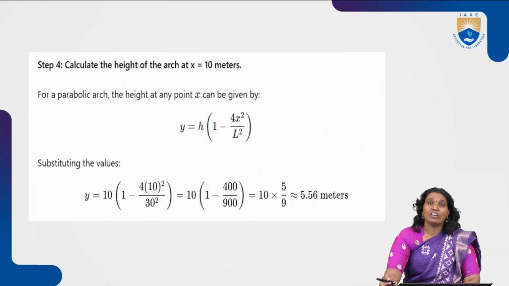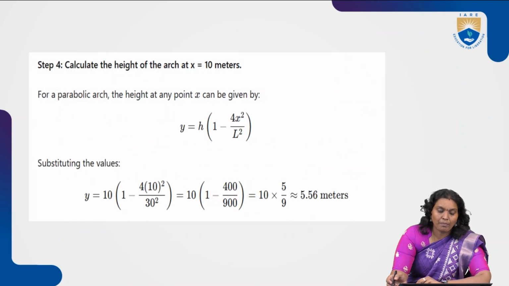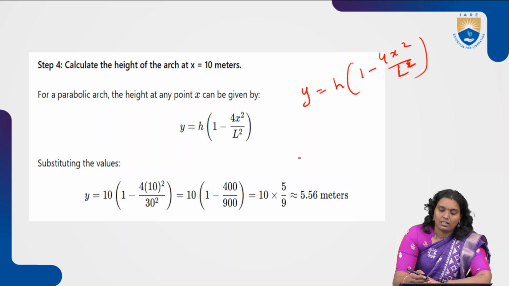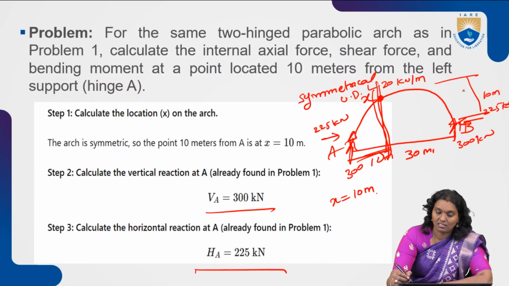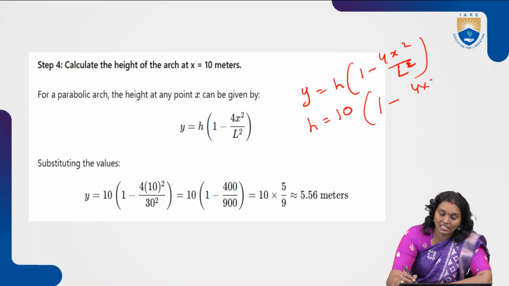Now move on to calculating the height of the arch at 10 meters from here. What are the internal forces involved in this? For a parabolic arch, we know the formula: at any point X, Y is equal to h times 1 minus 4x squared by L squared. We already studied this formula previously. Now calculate according to the known values. Here h is equal to 10 meters, the rise, and 1 minus 4 into x, which is also 10 meters, over L equal to 30 squared.